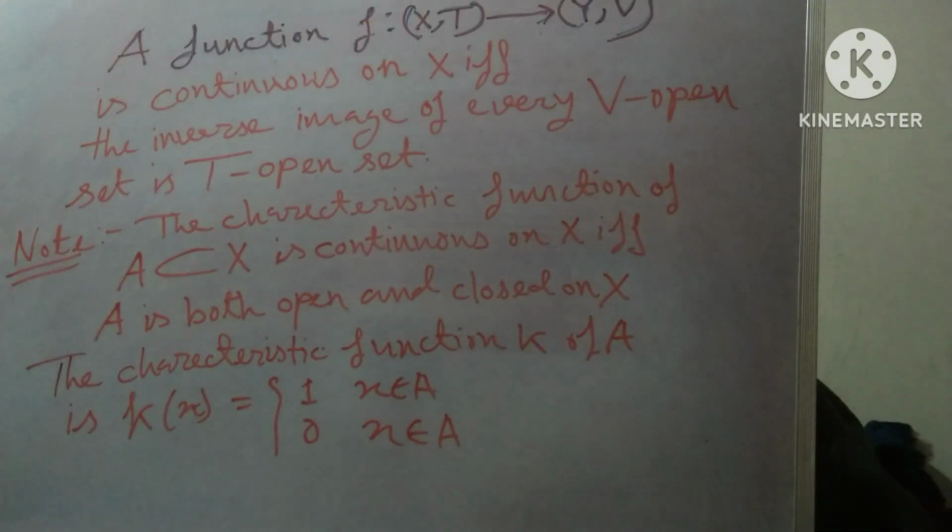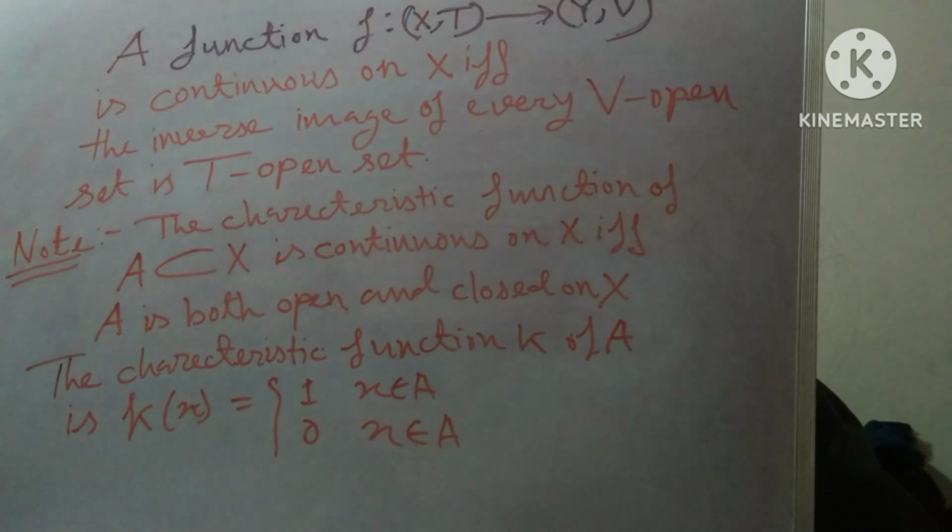A function f from (X, T) to (Y, V) is continuous on X if and only if the inverse image of every V open set is a T open set. Friends, this is a very important theorem, and I proved the previous question with the help of this theorem. Okay, so you have to remember this theorem.